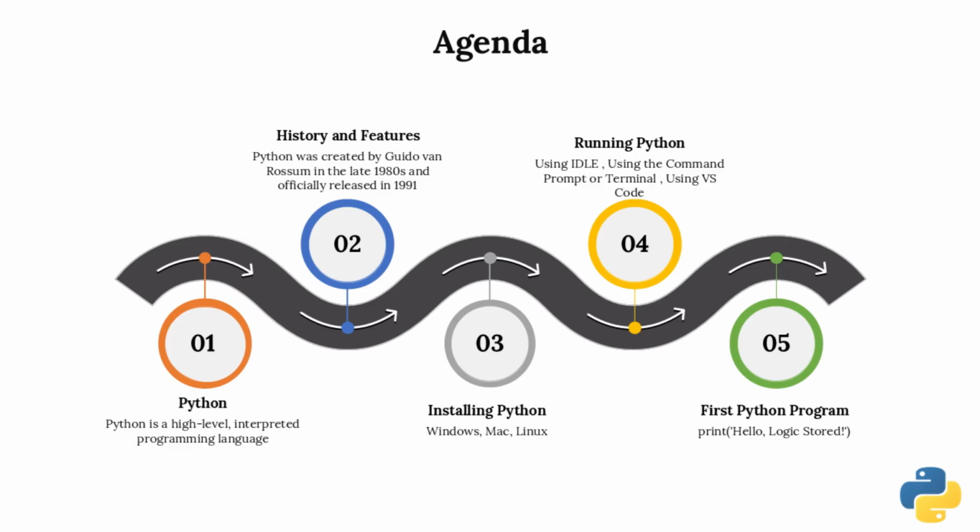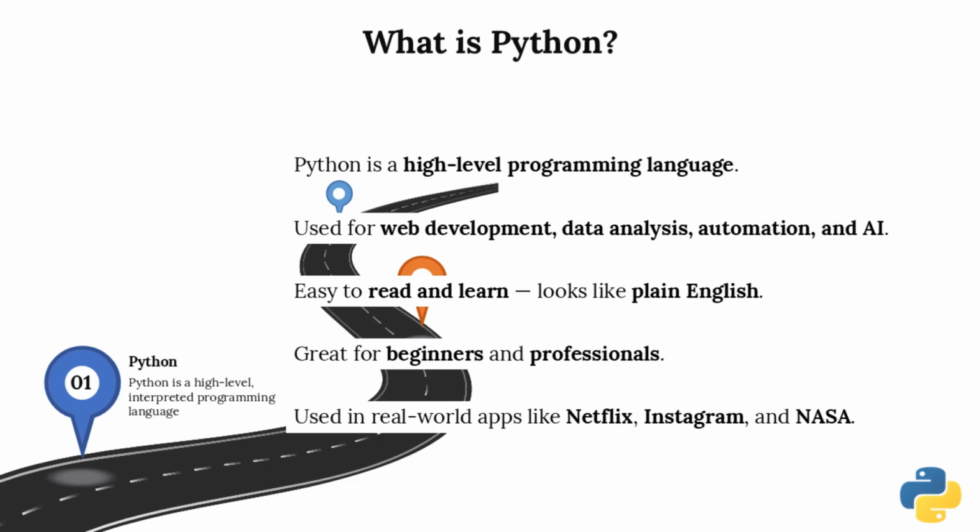So let's get started. Python is a high-level interpreted programming language used for almost everything: web development, data analysis, automation, AI, and much more. It's known for its simple syntax, readability, and huge community support. When you read Python code, it almost feels like reading plain English. That's one reason it's perfect for beginners. You can use Python for simple tasks like renaming files or for advanced use cases like building machine learning models. In short, Python is the language that powers the modern tech world, from Netflix recommendations to NASA systems.